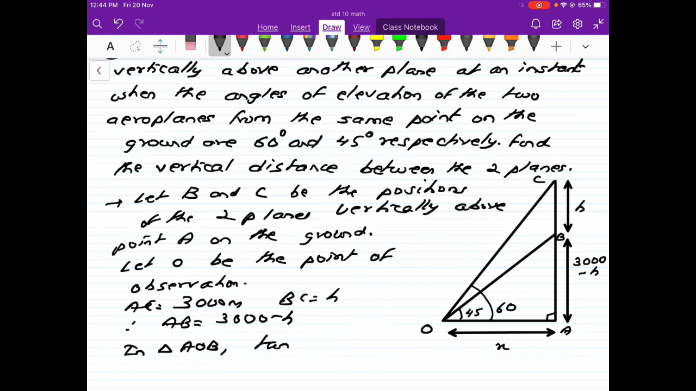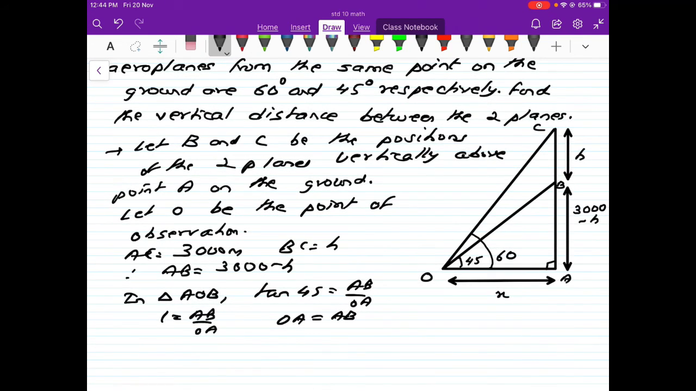Now we'll take the small triangle AOB. So we have tan 45 is equal to AB upon OA. So 1 is equal to AB upon OA, so we are getting OA is equal to AB. This is the first thing we have got. Now if we take OA as X, then X is equal to 3000 minus H. So this is what we are getting.